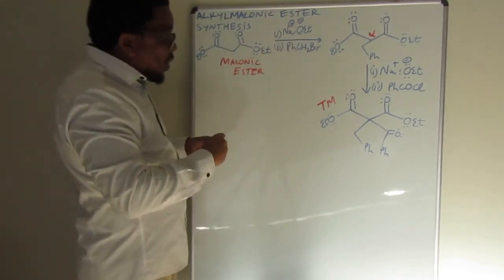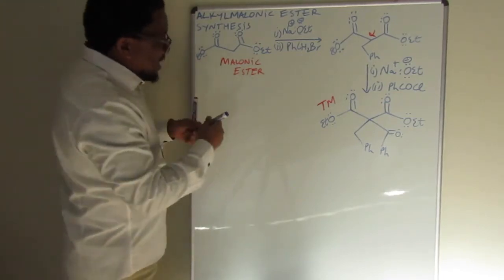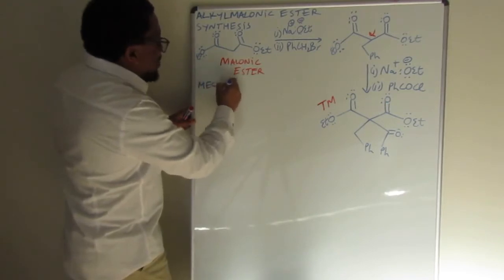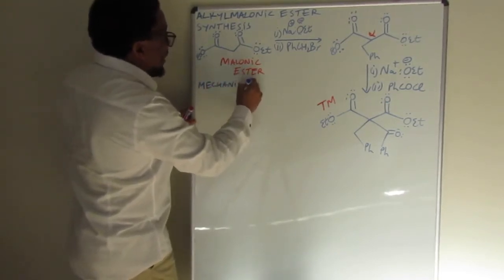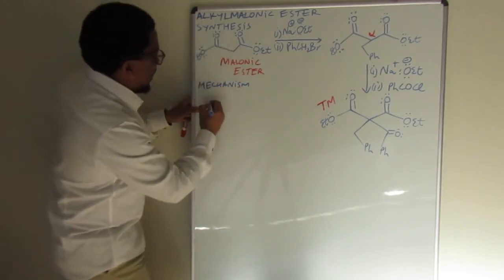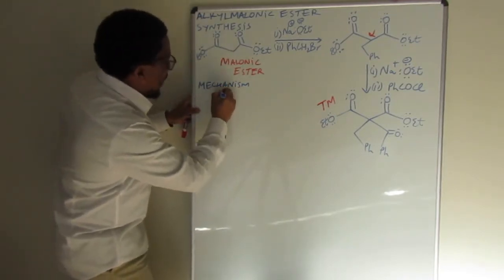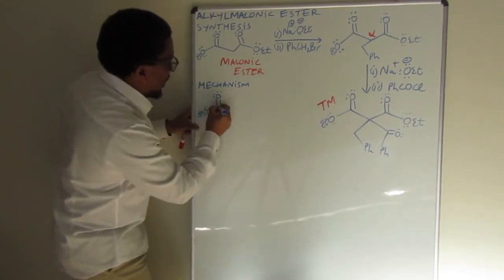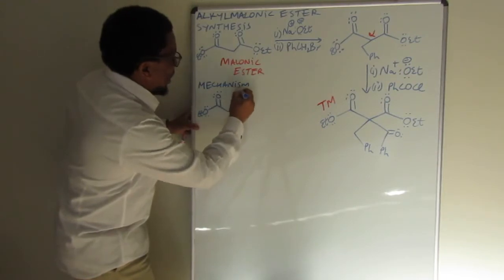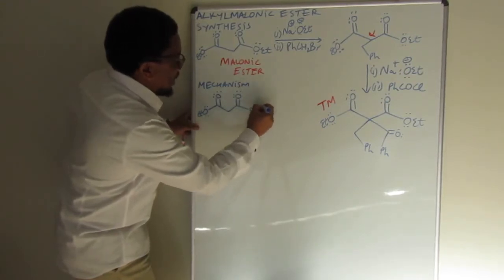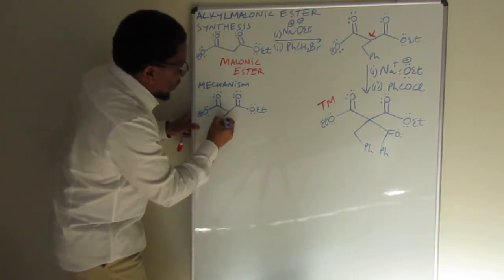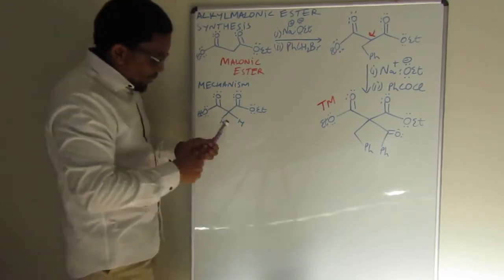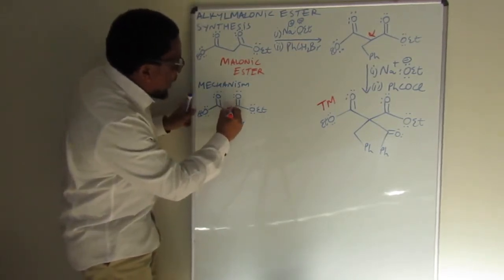So in terms of the mechanism, this is what is going to happen here. We have the two ester groups, each with an OEt. Now I've got a hydrogen atom here and a hydrogen atom here, so two of them in the alpha position.